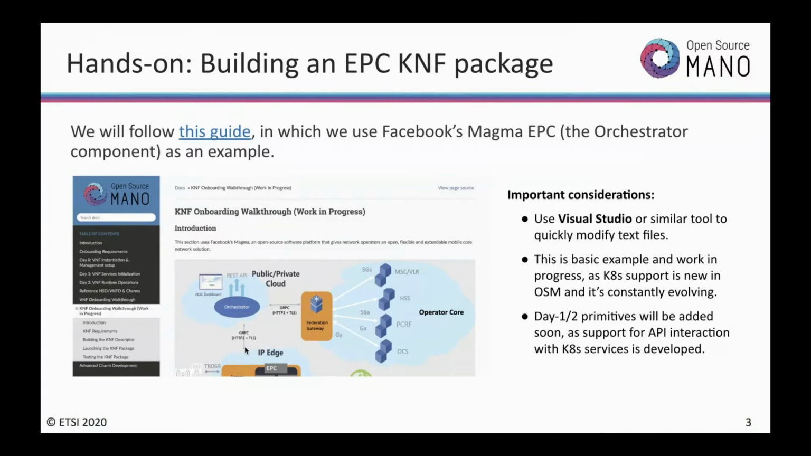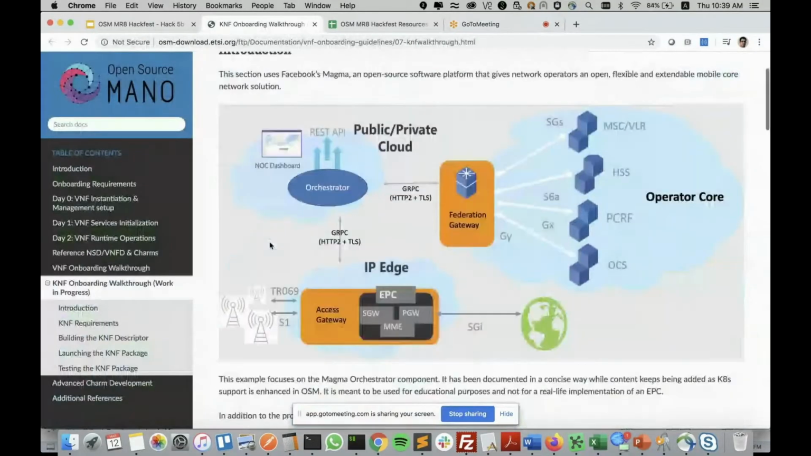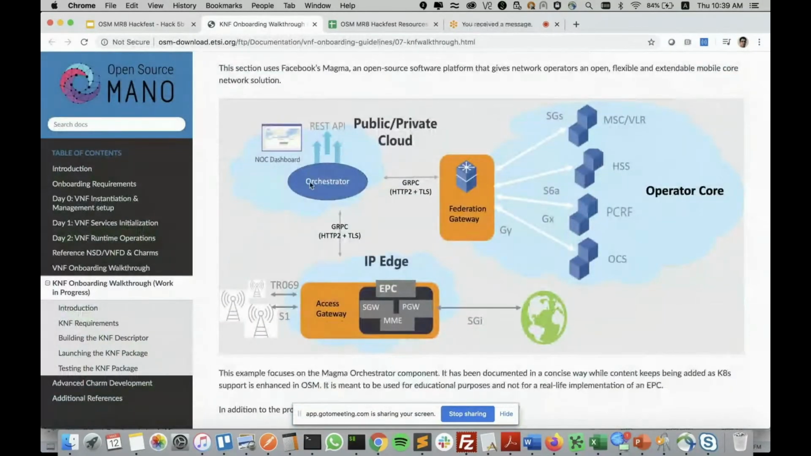And it has some components that are already containerized, like their orchestrator and their federation gateway. And it also has another component. Let me follow the guide. So as you can see here, there is the orchestrator, the federation gateway. These are containerized, and then you have the access gateway, which is a distributed packet core. It includes the S gateway, P gateway, and MME.